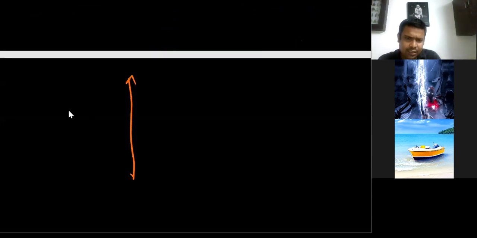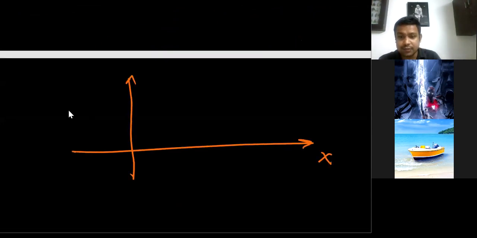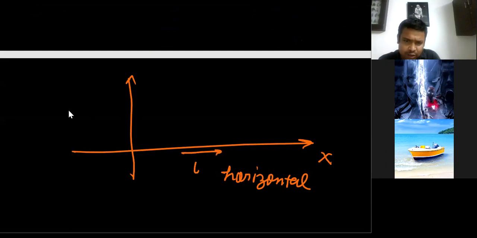Suppose, my dear, this is the x-axis, which is called horizontal, and the unit vector of the x-axis is what? I cap. Clear? And this is the y-axis. The unit vector of the y-axis is called j cap. Clear, my dear friends? So suppose this is the vector A, which makes an angle theta from the x-axis.